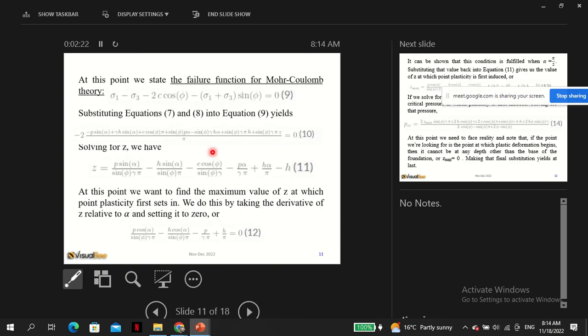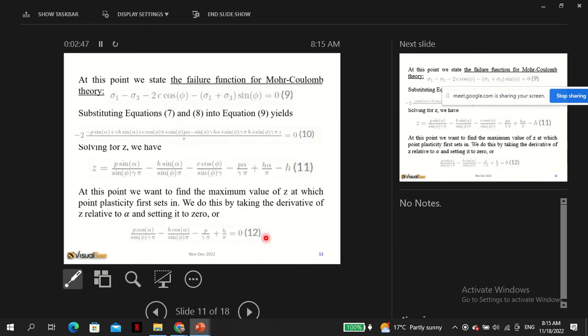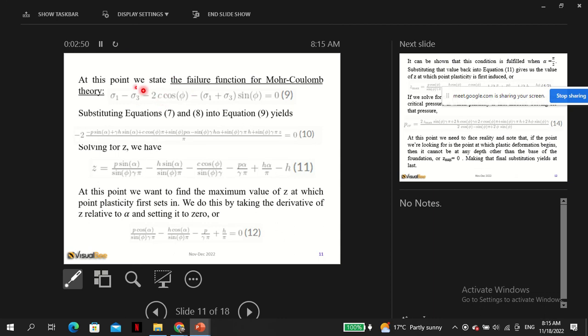So at this point we state the Mohr-Coulomb theory, which you already know, and it can be restated as shown. Now if you substitute equation 7 and 8, this is still the expanded Mohr-Coulomb. We go back and talk about the theory, something like this.